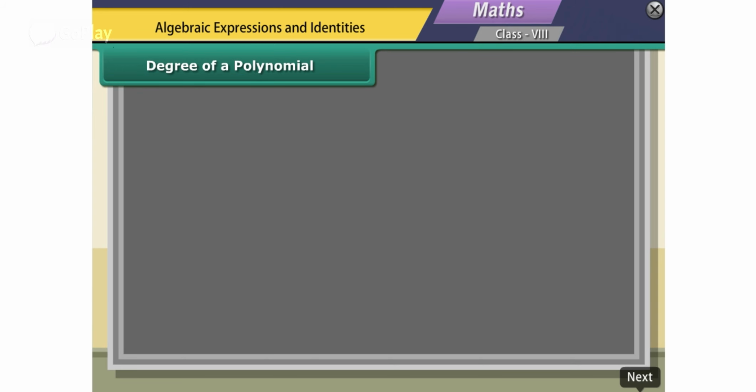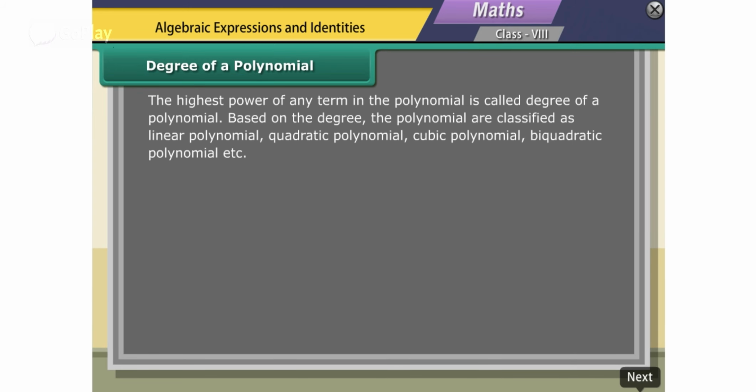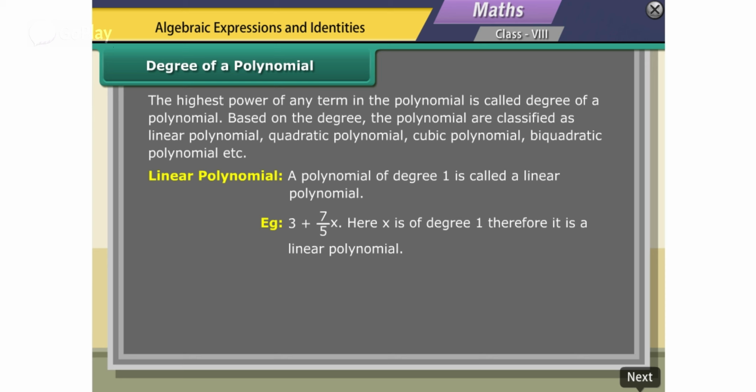Degree of a polynomial. The highest power of any term in the polynomial is called the degree of the polynomial. Based on the degree, polynomials are classified as linear polynomial, quadratic polynomial, cubic polynomial, biquadratic polynomial, etc. Linear polynomial. A polynomial of degree 1 is called a linear polynomial. Example: 3 plus 7 upon 5 x. Here x is of degree 1, therefore it is a linear polynomial.